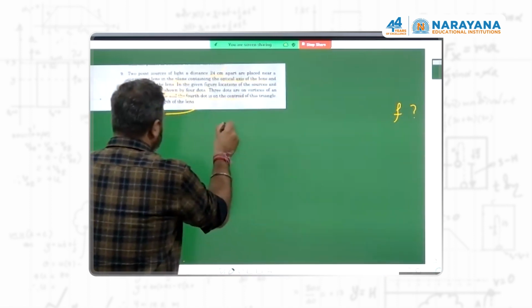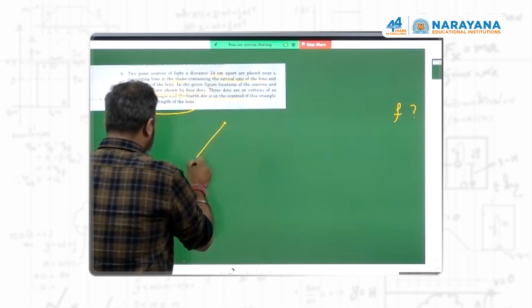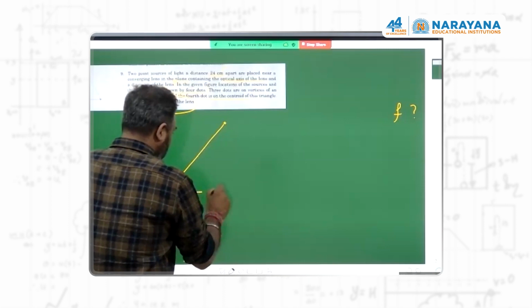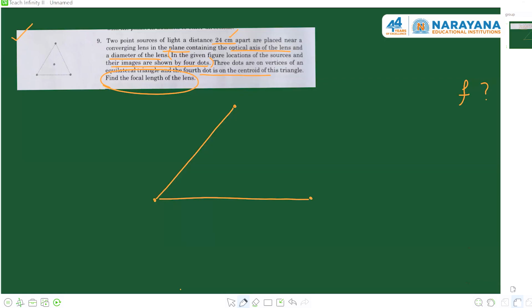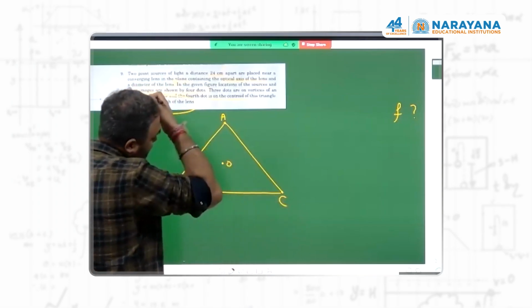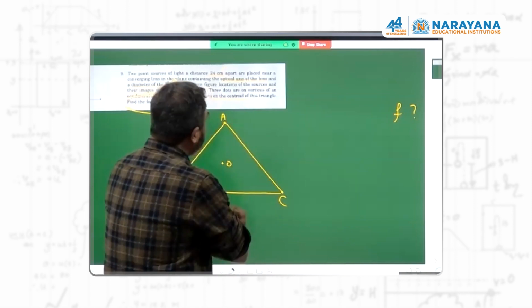Now let's see how they can form this setup. I mean, if 2 of the positions are occupied by the sources and the remaining 2 are their images, then what orientation can the principal axis take in this combination? पहले तो ये सोचना. So let us think on those lines. Let's say these points are A, B, C. अब देखो, I basically think that in this problem there are 2 possibilities.